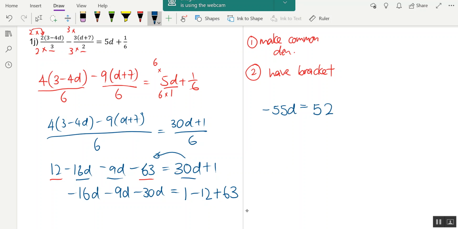52. So d is equals to 52 over negative 55. And if you key into your calculator, it would be the simplest form already.